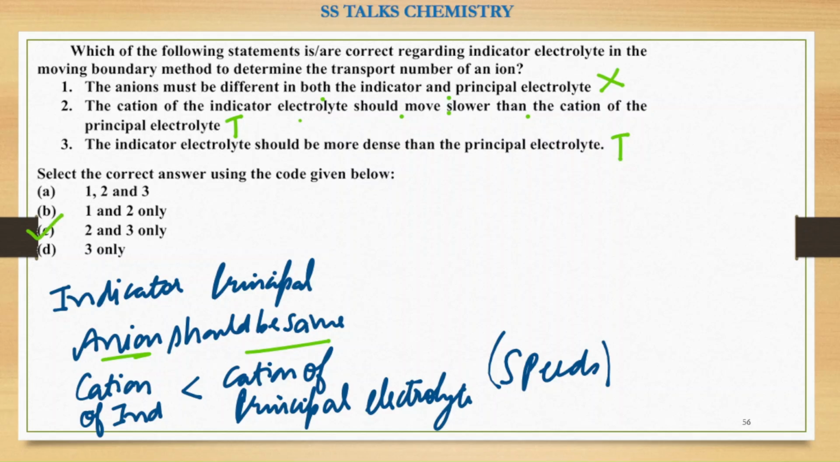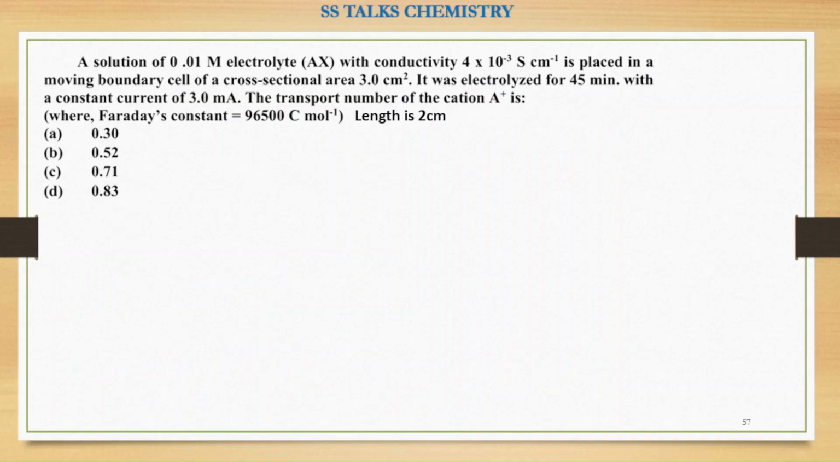Next one you have is this question. It says a solution of 0.01 molar electrolyte with the conductivity this much is placed in a moving boundary cell that has an area of this much.